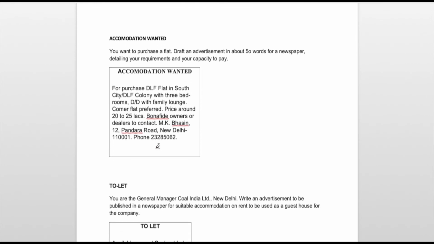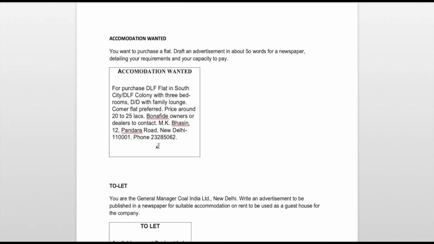The next advertisement is accommodation wanted. So the question is, you want to purchase a flat, draft an advertisement in about 50 words for a newspaper, detailing your requirements and your capacity to pay. Now, anyone who wants accommodation, anyone who wants to buy a place to live, will most importantly mention his or her capacity to pay. This is the first requirement that he or she will write in the advertisement.